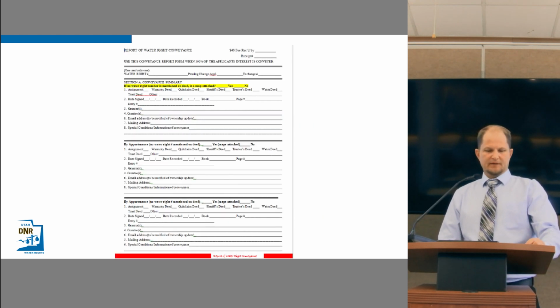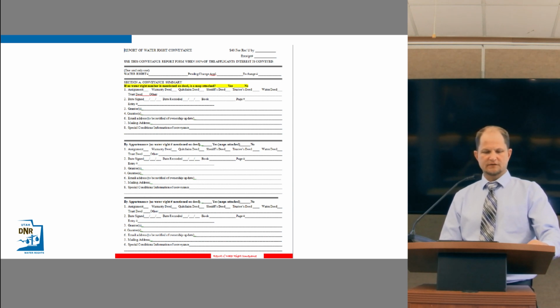Ownership may be updated using an addendum to a land deed or a water deed. In this case, the deed does not need to list the water right number. If an owner is using a report of conveyance form as shown in this slide, then the deed attached must list the water right number.